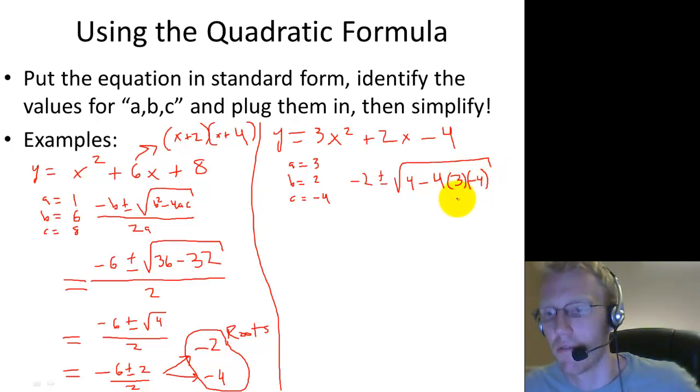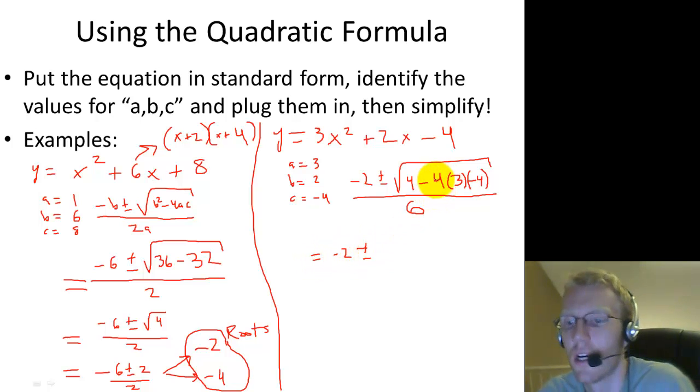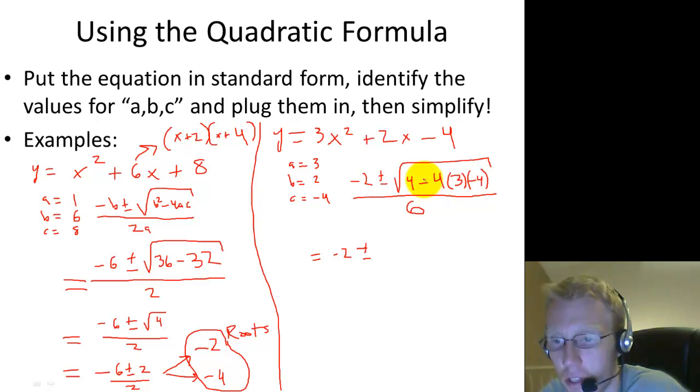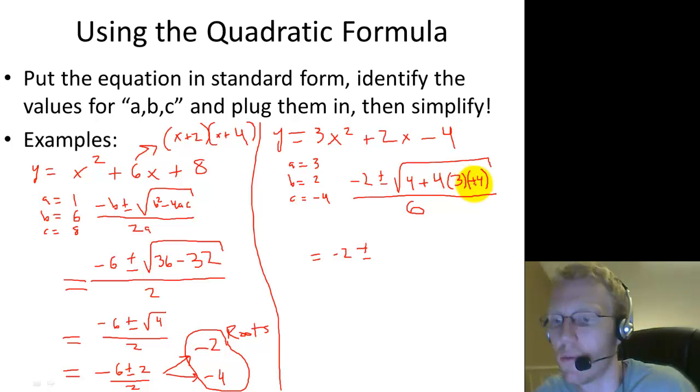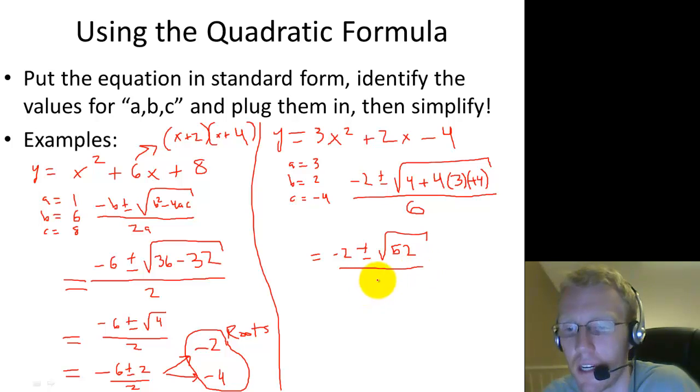Okay, so let's be careful here. All divided by 2a, which is 2 times 3, which is 6. So we'll write this again, equals negative 2 plus or minus. So here we have subtracting a negative, so that's going to become positive. 4 times 3 is 12, and 12 times 4 is 48. So that part's 48, and then we add 4 to get 52. Square root of 52, all divided by 6.